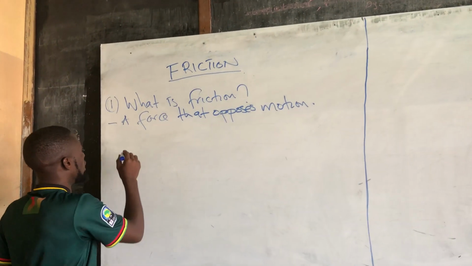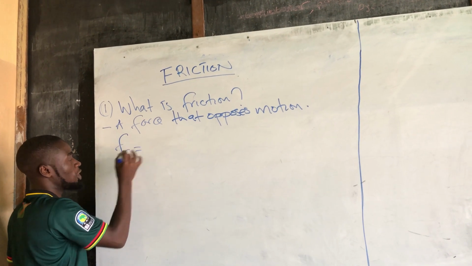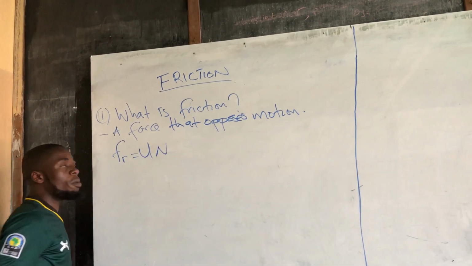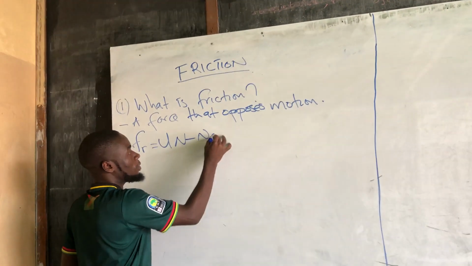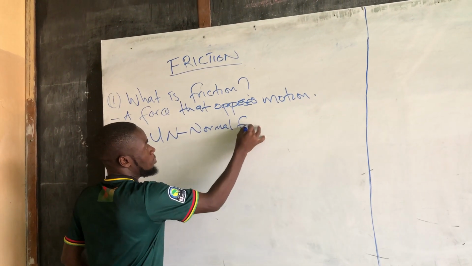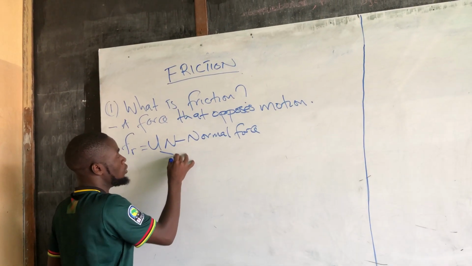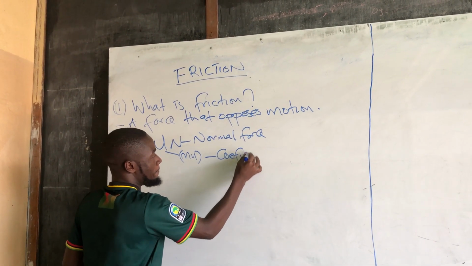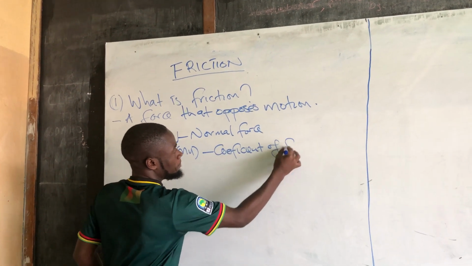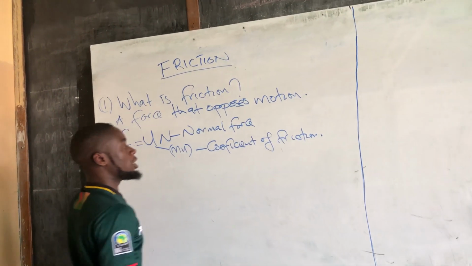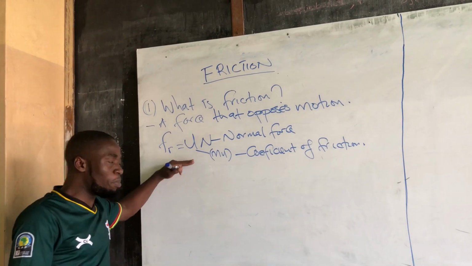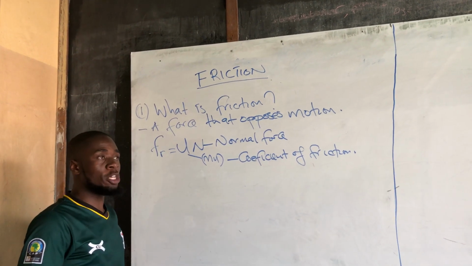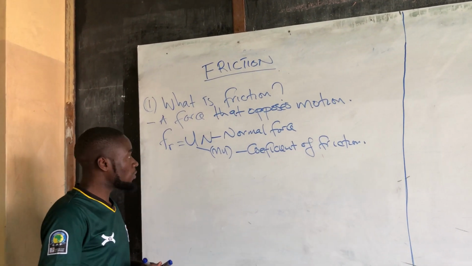And this friction is given by this formula: frictional force is equal to the coefficient of friction, which is mu, times the normal force. Mu, the Greek letter, is the coefficient of friction. This is the most important formula on friction.